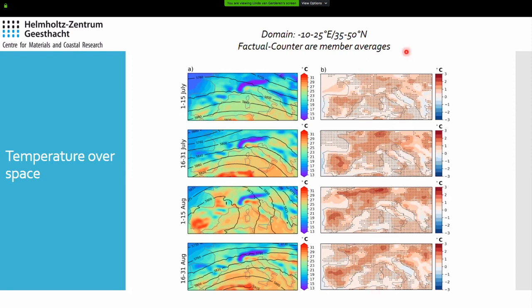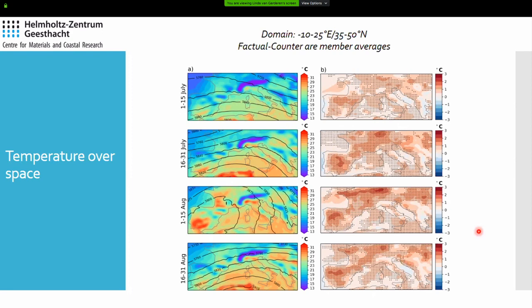I took the average of the 3 factual members minus the counterfactual members. This is the temperature at 2-meter height, which means if it is above 0, the factual world is warmer than the counterfactual world, and in blue the opposite. The stippling means that the 3 members of the factual world were all higher than the 3 members of the counterfactual world, so that we have a stable sign. As you can see, this is all over the land mass, basically. There are some exceptions, there are mountains here, but we see a clear sign that the factual world is warmer than the counterfactual world, with some up to about 2.5 degrees, which is quite a lot.